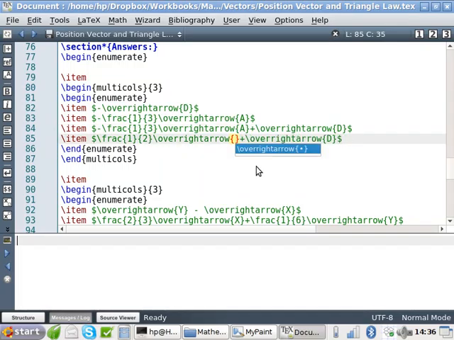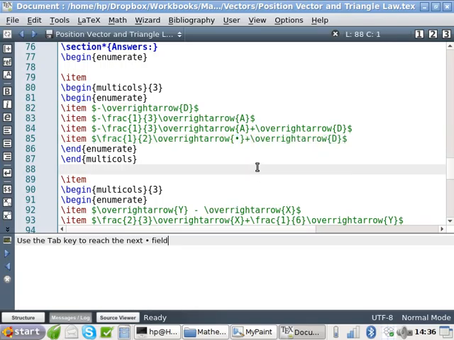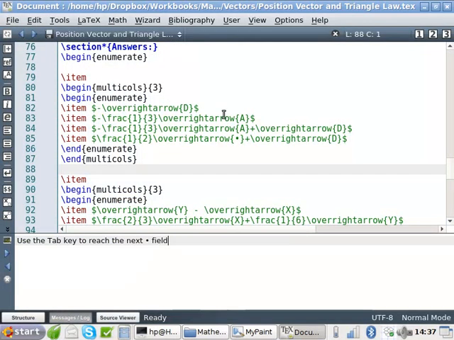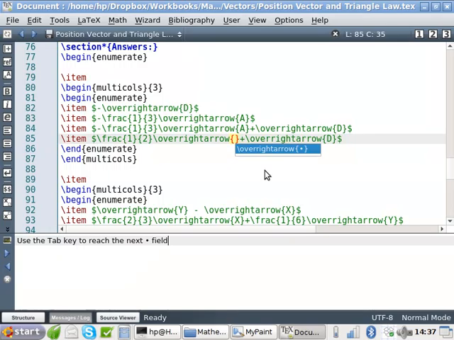How do you feel about putting the dot M on your diagram? What do you mean? It's in the middle of AB. How did you do that? I used my pen. I really don't know what you're asking me. A half A minus a half D, was it? Okay.